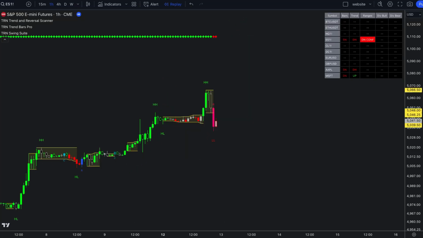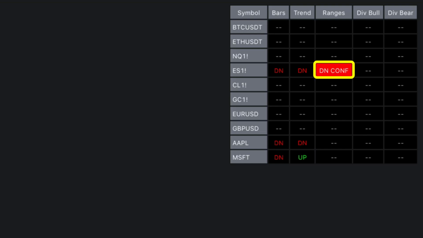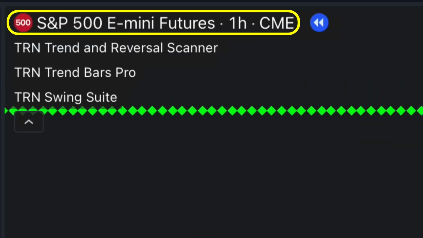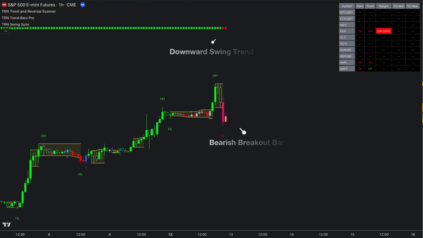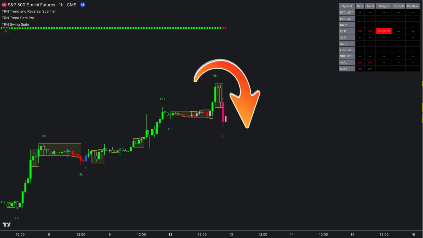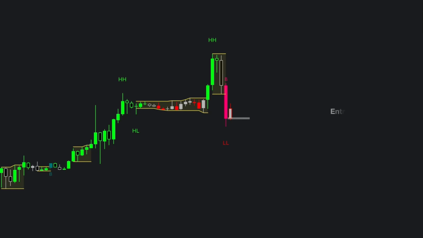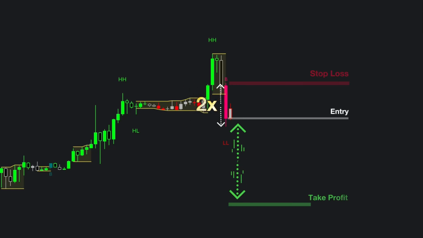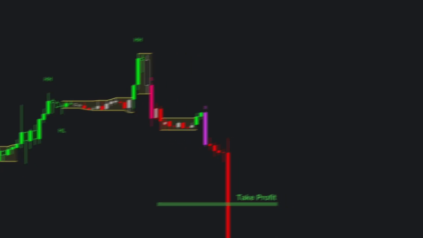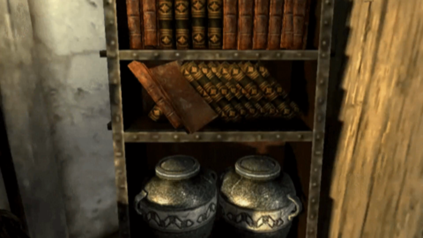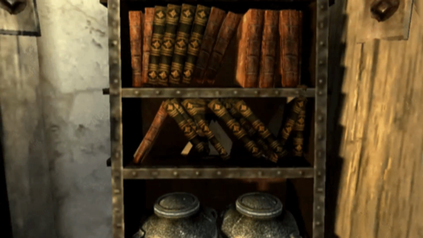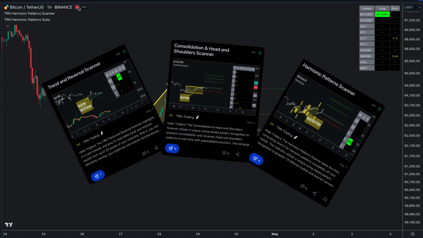Here's another example. The scanner detected a confirmed price range breakdown during a downward swing trend on the S&P 500 E-mini 1-hour chart. This represents a strong bearish reversal signal immediately following a pullback, as seen here. Ideal for a short trade with the high of the breakout bar as the stop loss and targeting twice the height of the bar. These are just a few examples. There are many more opportunities to enter the market using signals identified by our various scanners.